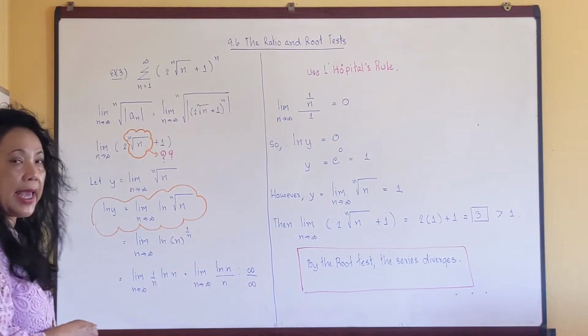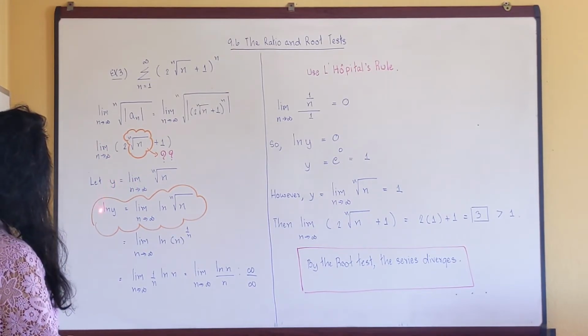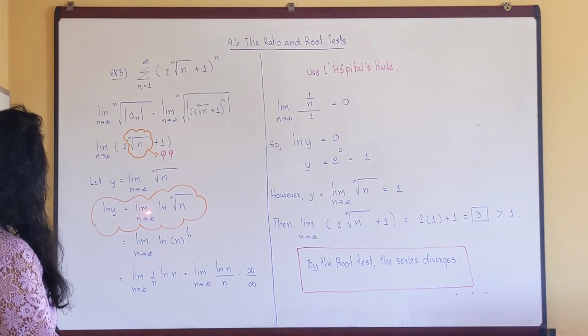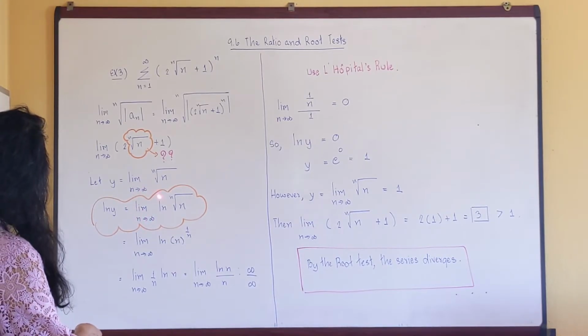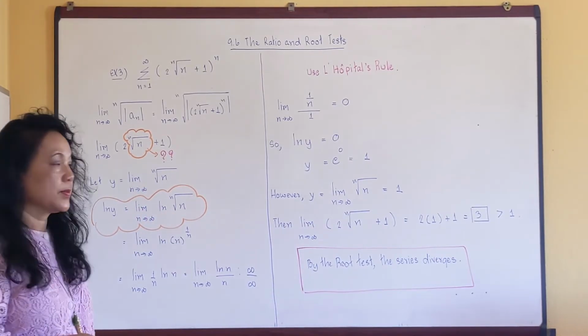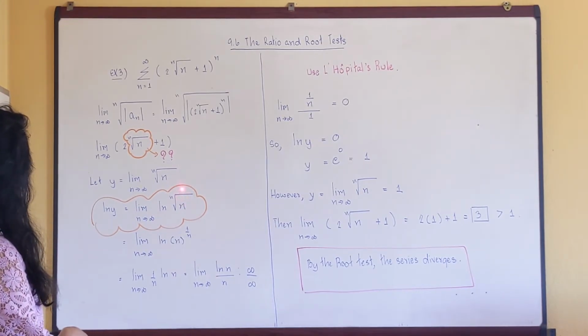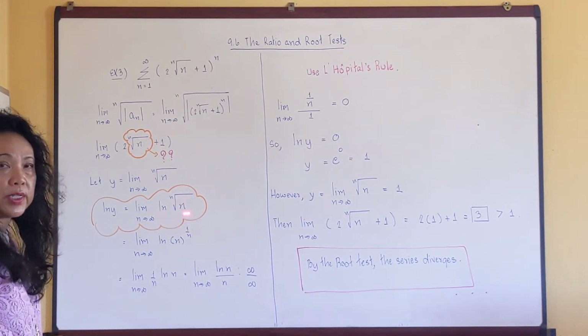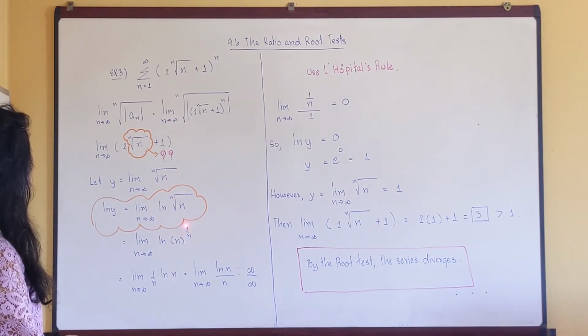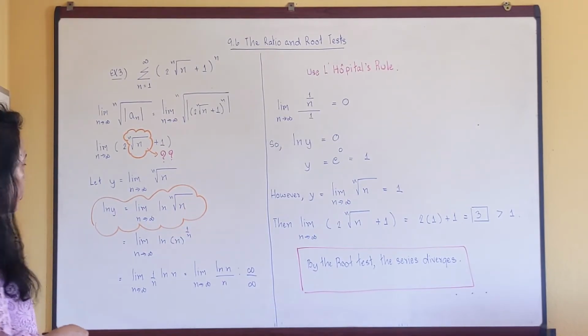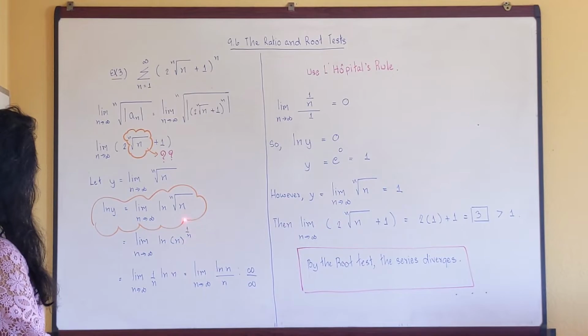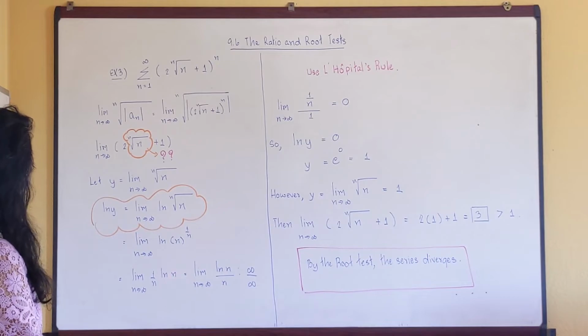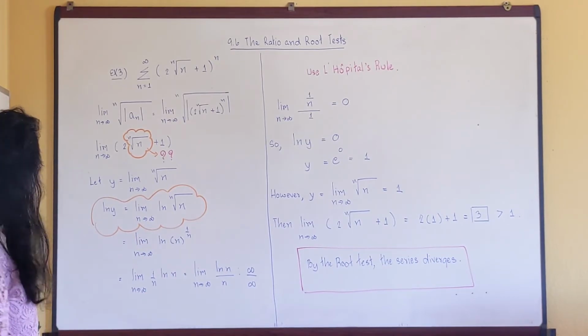The next step, I take ln of both sides. So I take ln on the left and I take ln on the right. So I have ln y equals the limit as n goes to infinity of ln of the nth root of n. Next step, I rewrite the radical as an exponential. The nth root is the same thing as the power 1 over n. Next step, I use the property of logarithms. I can bring the exponent up front. So it's going to be 1 over n times ln n, limit as n goes to infinity.